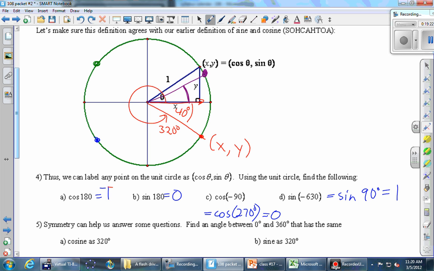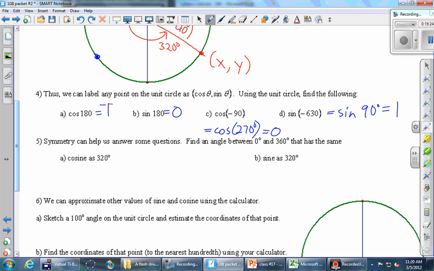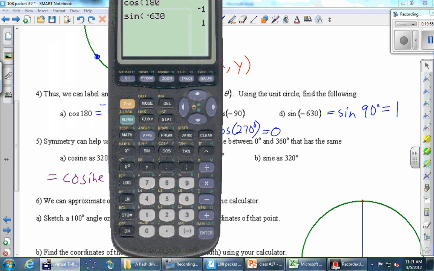So the cosine of 320 and the cosine of 40 are what? They are the same. They are equal to each other. What's that, Kyle? Okay, so Kyle has typed it into the calculator to see if this is true. I mean, we did this without a calculator, but the calculator should be able to let us know if it seems reasonable.